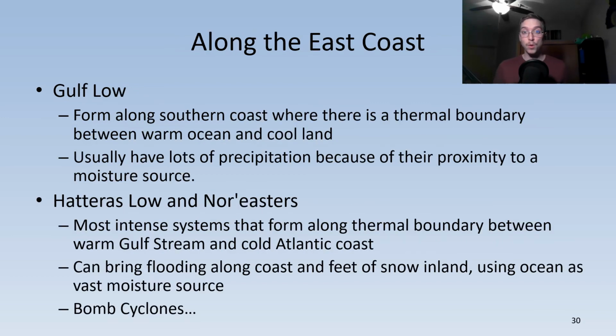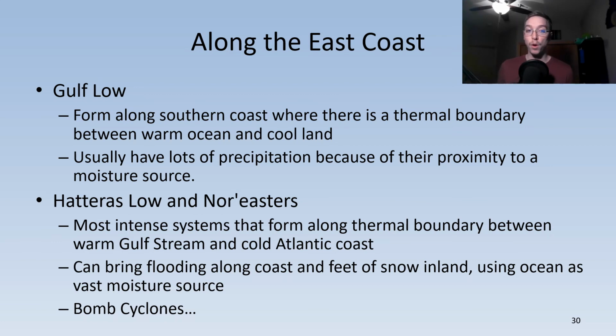Our Gulf low, these are along the east coast, form along the southern coast where there's a thermal boundary between the warm ocean and cool land. Usually there's a lot of precipitation because of this system's proximity to a moisture source, i.e. the ocean.